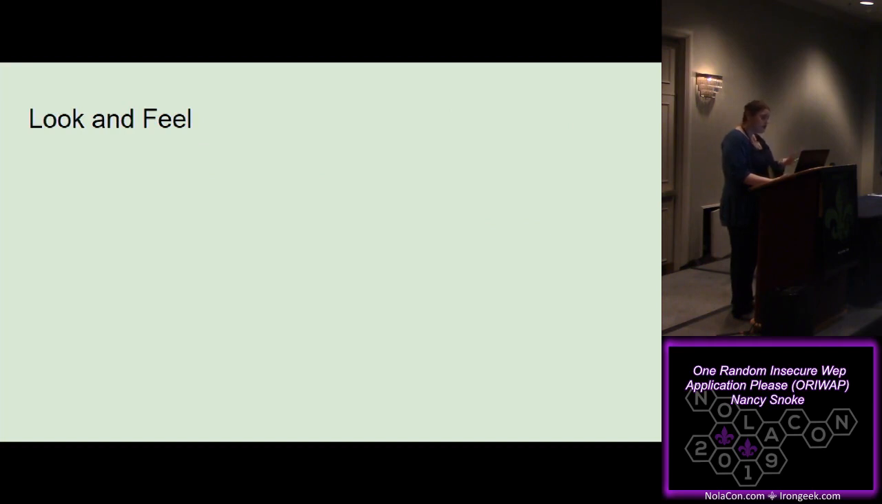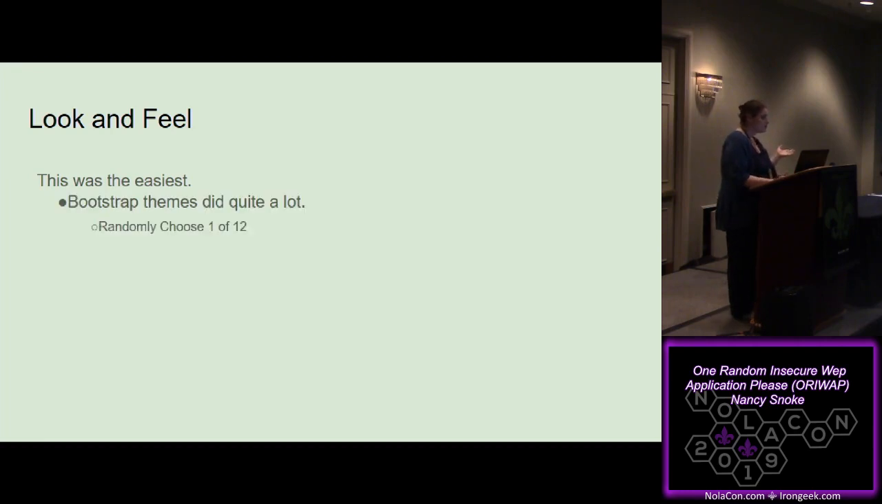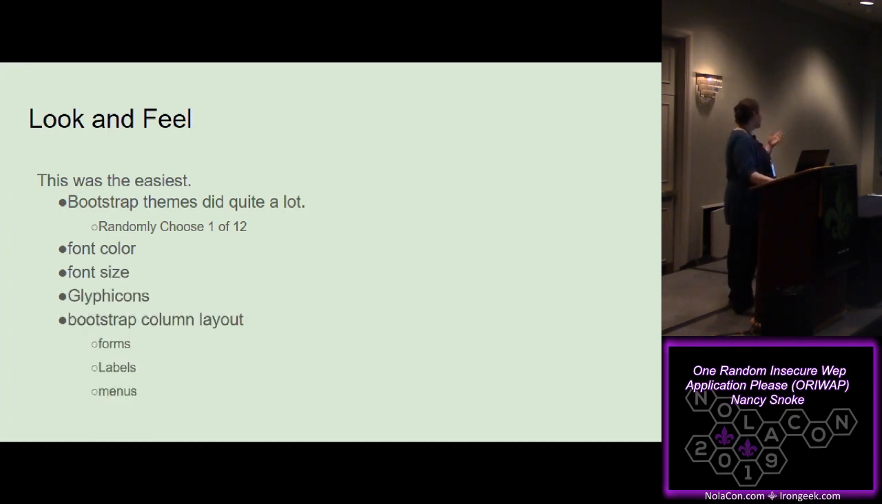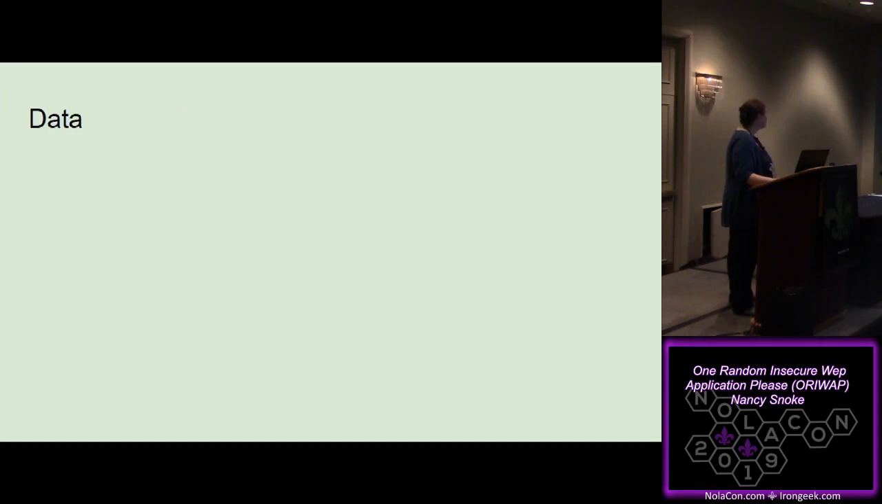Then there's, in the look and feel, this was actually the easiest to do because, for example, I just used 12 different Bootstrap themes and did a random choice from 1 to 12, throw that file out there. So that was really easy. And then, of course, you randomly choose a font color. Now, I chose a whole bunch of bright colors that would look good on white or black, so font size, glyphicons, Bootstrap column layouts, since they're all based on Bootstrap. So it'll choose different column layouts, forms, labels, menus.